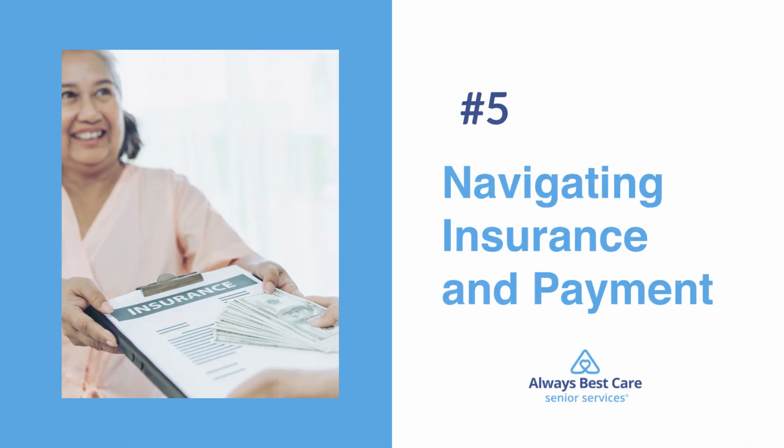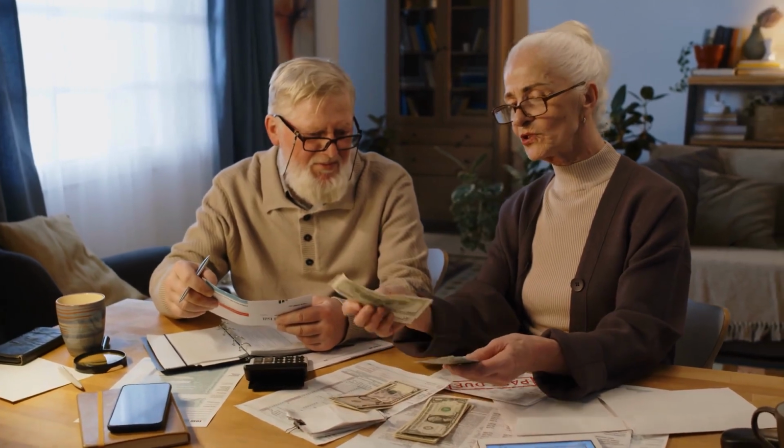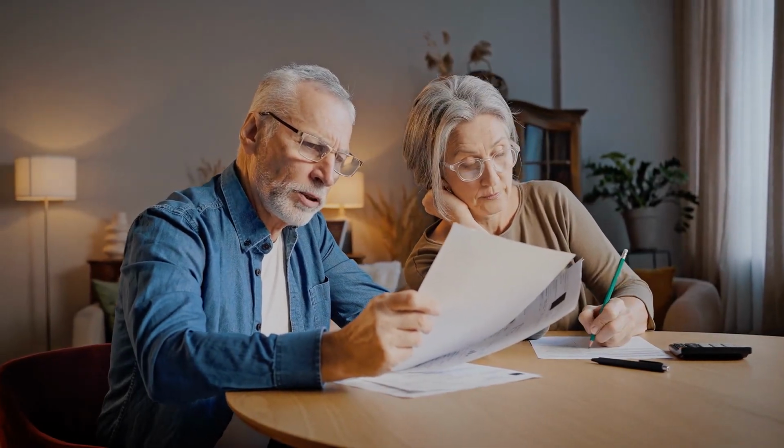Number 5, navigating insurance and payment. So now we're in a situation where there's going to be money that's going to find a way out of our pocket. We know that health insurance is very limited with home health services. Everything after that, there has to be a different resource to pay for it. Many times it's private pay, coming right out of the pocket.